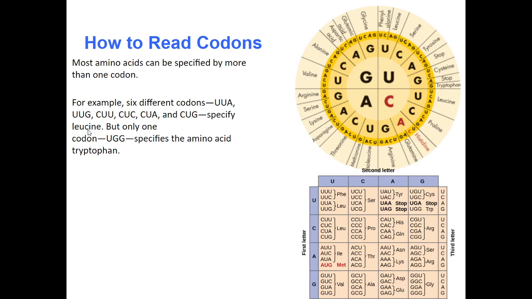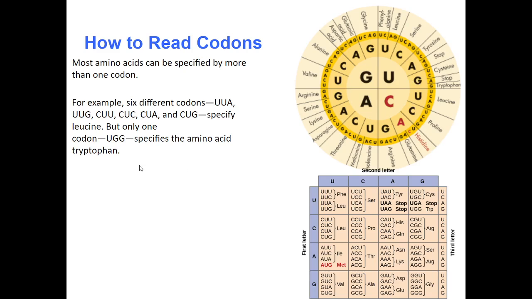If I'd just read that, that's what it says. So if this were my code, it would be leucine, leucine, leucine, leucine, leucine, leucine. Isn't that crazy? But if you look at tryptophan, only UGG makes tryptophan. There's no other codon for tryptophan.